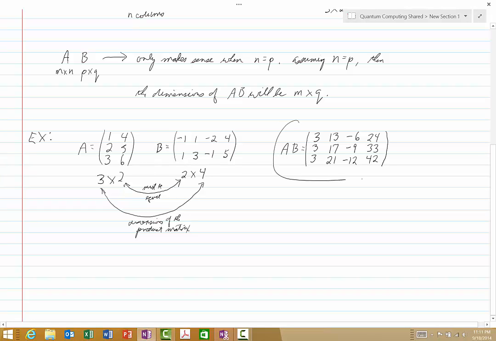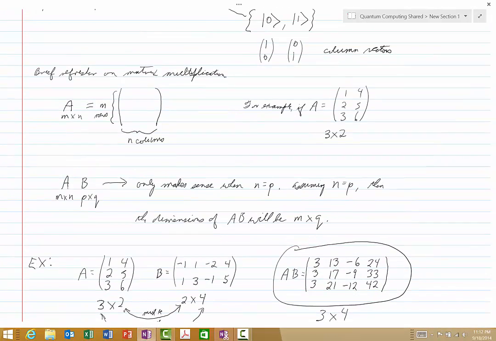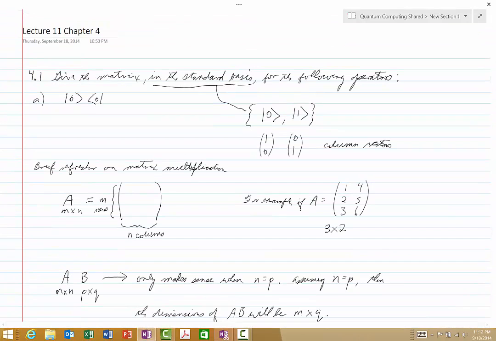So here is our product matrix AB, and as predicted, as we predicted down here, the dimensions are indeed 3 by 4, 3 rows and 4 columns. So that's a brief review of how we multiply matrices, and now that we've had this brief review, we can come back up to the problem under consideration and very easily find the matrix.